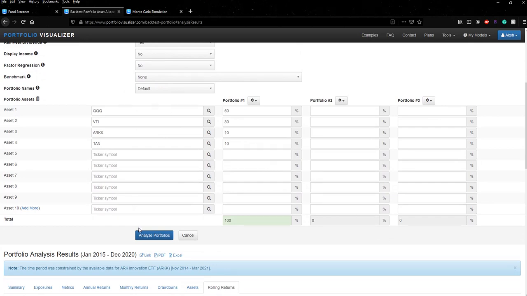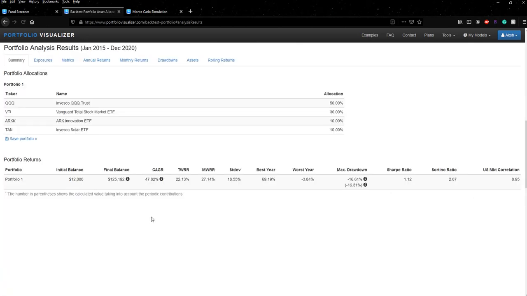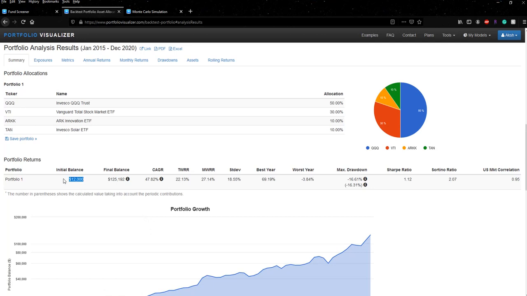by different tickers. So let's say you started with $12,000 and you invested $6,000 per year. In 5 years, you could see your ending balance to be $125,000. If you had invested in January 2015, your final balance in December 2020 would have been $125,000. Your return would have been 47% or 48%. These are different money weighted and time weighted returns. Your risk, which is the most important factor, 18%.